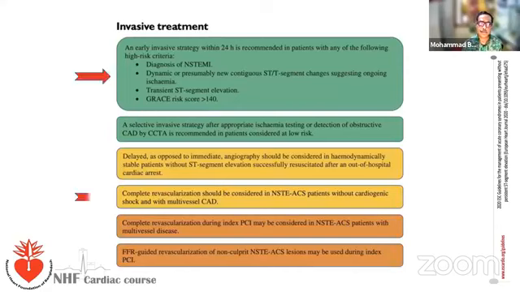And another important thing is that simply the diagnosis of a non-STEMI will enable the patient to go for an early intervention strategy. Dynamic change, I have already mentioned it. And complete revascularization should be considered in patients without cardiogenic shock and with multivessel disease. Just to mention, if this patient has cardiogenic shock, treat the culprit lesion only. But if there is no cardiogenic shock, you can go for complete revascularization. And physiology-guided complete revascularization of non-culprit lesions is also recommended.